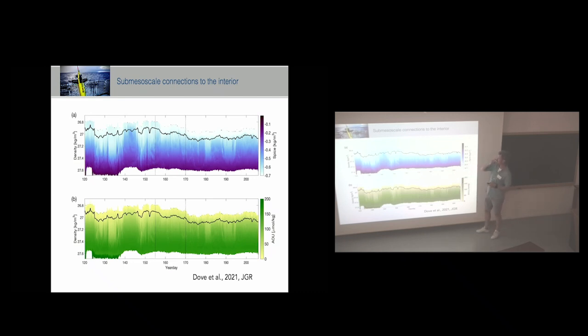Then some other recent work which I could point you to is the work of Lily Dove, and from gliders here again, she had mapped in density space spice on the top, and AOU, the apparent oxygen utilization. This is telling you how old water masses are as a function of their last time they were saturated at the atmosphere with oxygen. So low values here are very recently ventilated water. And they have this wonderful correlation between spice and AOU, which is showing that really these submesoscale filaments and features are creating ventilation pathways within the upper ocean.